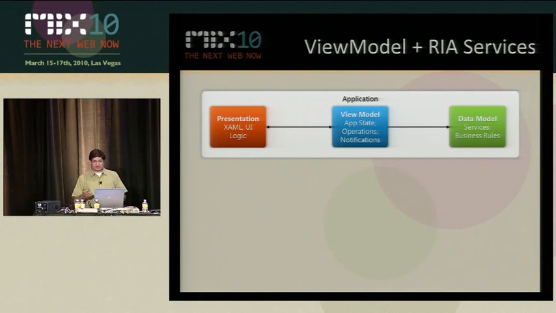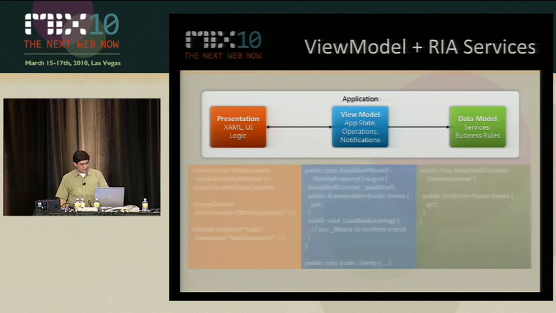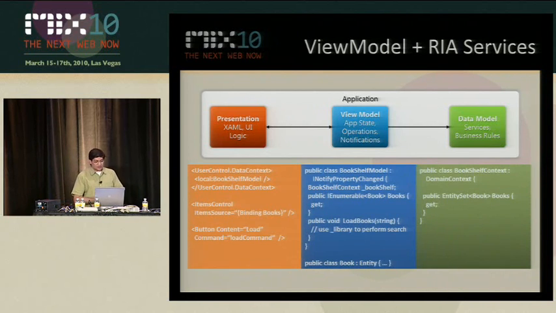So to give an overview of this pattern, we have presentation logic, which is either XAML and code behind. You have your view model, which is your application state, your operations, and any change notifications. And then you have your data model, which is your services and your business rules. And the way the view model pattern works is you take an instance of the view model and use it as the data context for your UI.